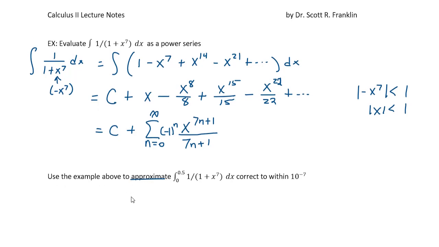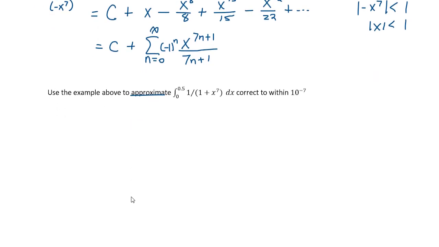Okay, now it asks us to approximate a definite integral from 0 to 0.5 of this power series. Since we have the antiderivative right here as a function of x, we can plug in 0.5 or a half into this and 0 into this and subtract the two. When we do that, the c's cancel, and also when you plug in 0, this becomes all 0.